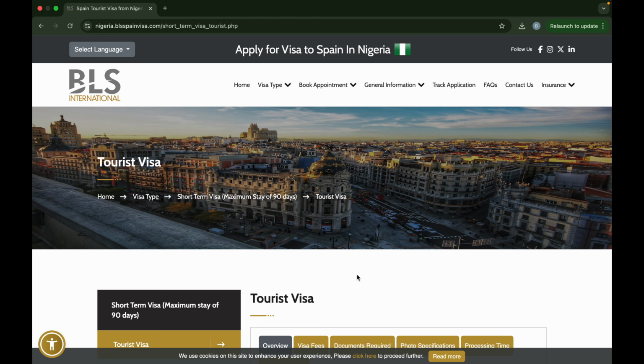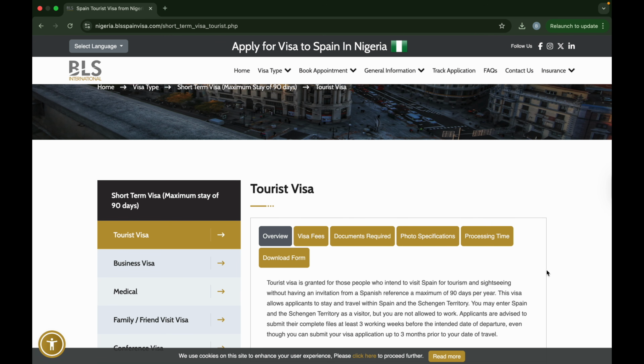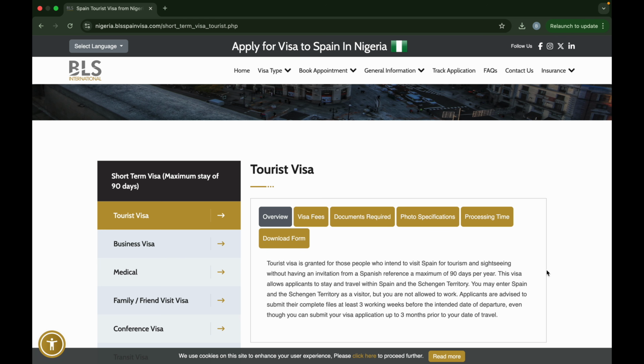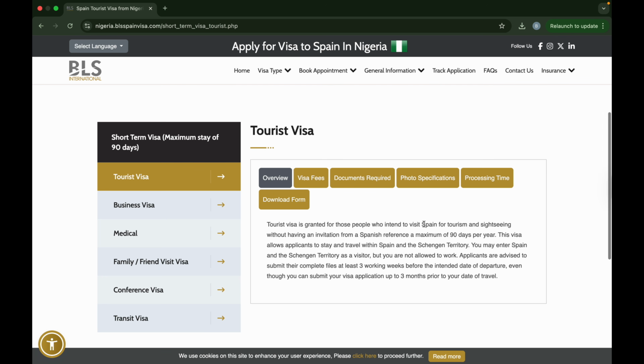Once you click on it, it will direct you here and you can see all the details about the tourist visa, which can only allow for a stay maximum of 90 days. Now here you have the overview. Tourist visa is granted to people who intend to visit Spain for tourism and sightseeing without having an invitation from a Spanish reference, and they intend to stay for a maximum of 90 days per year.